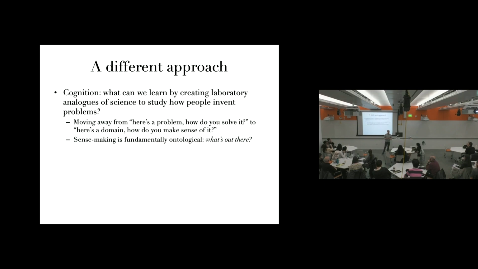And then from the perspective of cognitive science, what can we learn by creating laboratory analogs of science to study how people invent problems? There is a whole history to this, but without going into all the details, what we're trying to do is move away from the setting of here's a problem, how do you solve it, which has a lot of work in human cognitive science, to more like here's a domain, how do you make sense of it? And this sense-making activity is fundamentally ontological. It's the question of what's out there and also what's interesting, beautiful, important, puzzling, and so on.